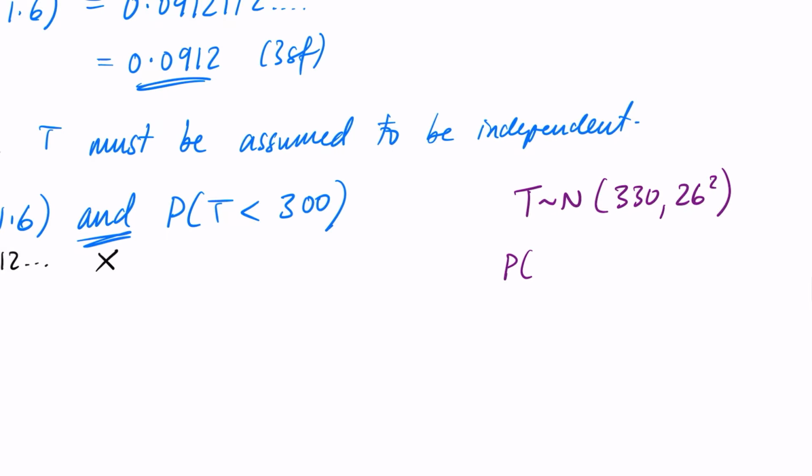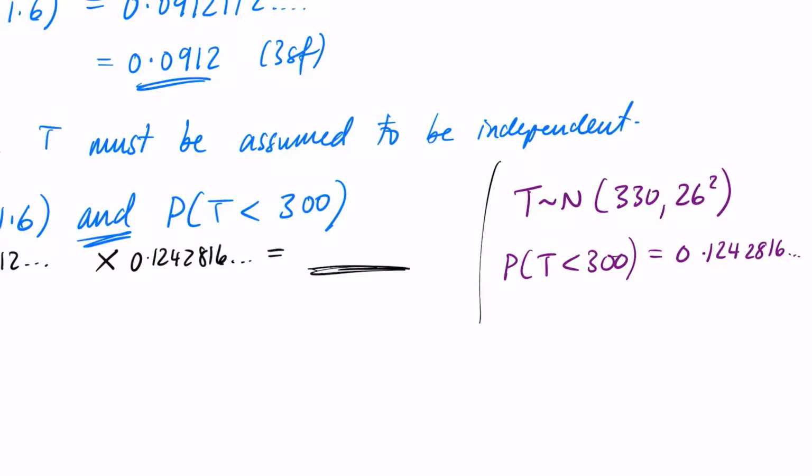So I'm going to calculate on my calculator the probability that T is less than 300. Okay, so I'm going to change it to less than. Obviously, it might be different on your calculator how you do this, so as long as you're getting it correct with your calculator, we should be okay. This is 0.12428 like this. So I can now fill that in over here, 0.1242816. I can multiply them together, and that should give us our proportion.